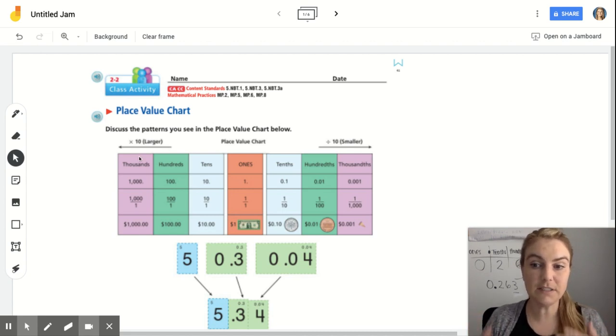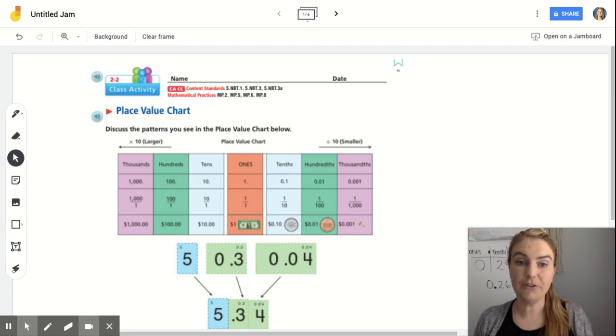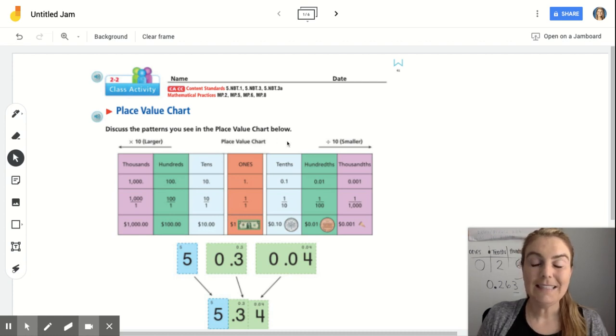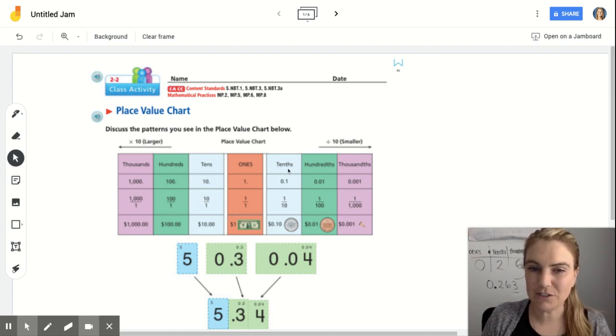Okay, so thousands, hundreds, tens, ones. Are you repeating after me? Tenths, hundredths, and thousandths. Do you see how I'm putting a lot of emphasis on those THs for these three?